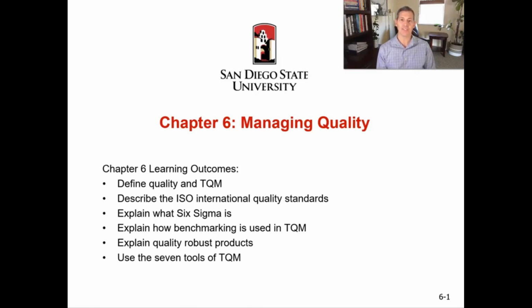Okay, Managing Quality. So for this chapter, our learning objectives are to define quality, quality management, and total quality management. We're going to describe the ISO International Quality Standards. We're going to explain what Six Sigma, benchmarking, and some of the quality robust products. We are going to use the 7 tools of total quality management. And we're also going to go over some of the history of quality management as well. So these are our learning objectives for Chapter 6.